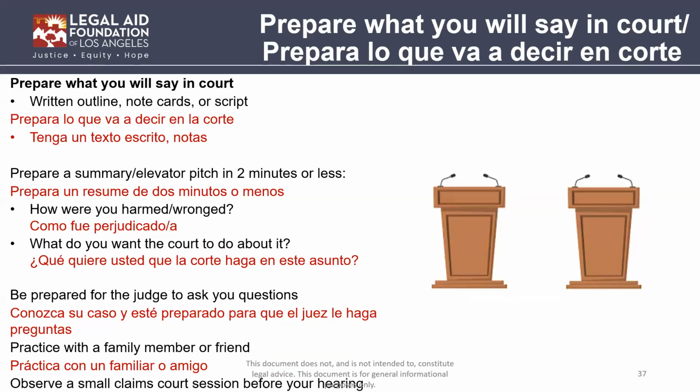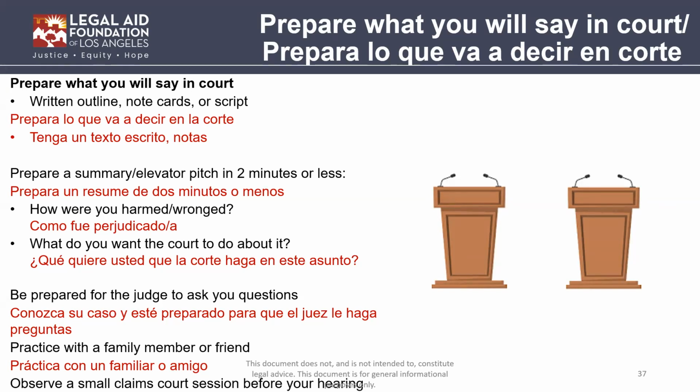You'll also need to prepare what you want to say in court. You can prepare a written outline, note cards, or script, depending on your comfort with public speaking. And then in terms of what to prepare, you want to plan a summary of what happened that you can explain to the judge in 2 to 5 minutes. Small claims court hearings are really fast and you don't get a lot of time to explain everything. So 2 to 5 minutes is enough that you want to be able to explain to the judge how you were harmed or wronged and what you want the court to do about it.